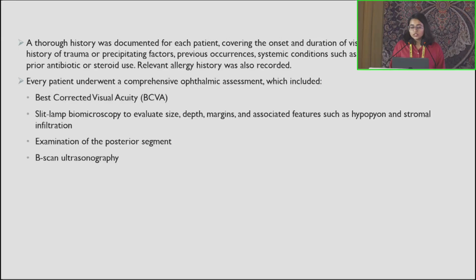A thorough history was documented for each patient, covering the onset and duration of visual symptoms, any history of trauma or precipitating factors, previous occurrences, systemic conditions, and prior antibiotic or steroid use, and any relevant allergic history was recorded. Every patient underwent a comprehensive ophthalmic assessment, which included best corrected visual acuity, slit lamp biomicroscopy to evaluate the size, depth, margin, associated features such as hypopyon and stromal infiltration, examination of the posterior segment if possible, and B-scan ultrasonography.